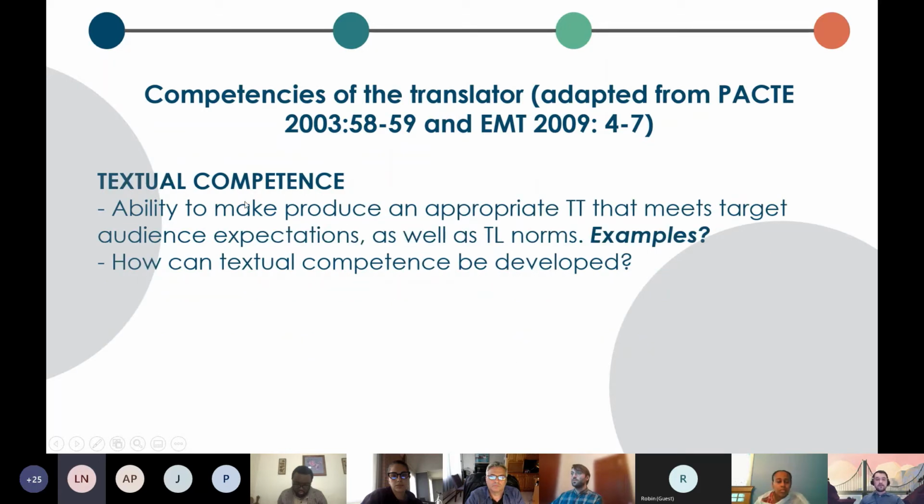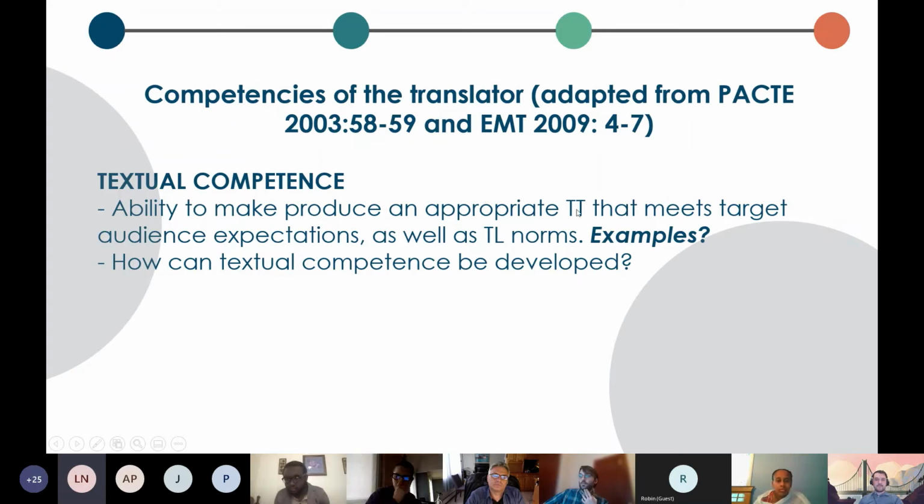We also need textual competence in order to translate. So to produce an appropriate target text that meets the audience's expectations as well as the target language norms. So that is being familiar with all the different text types that we could have. You know how legislation sounds in the target language. You know how the tone of the novel should be that you're translating. You know the sort of language that is used that maybe parents at a school should be reading. What the expectation is there.